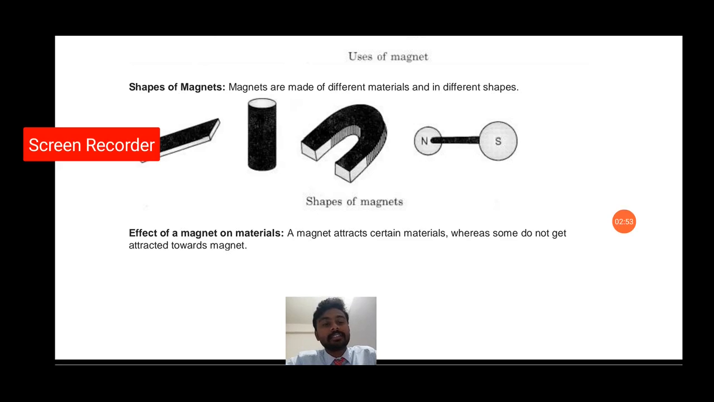Next, the effect of a magnet on materials. See students, a magnet attracts certain materials, whereas some do not get attracted towards the magnet.